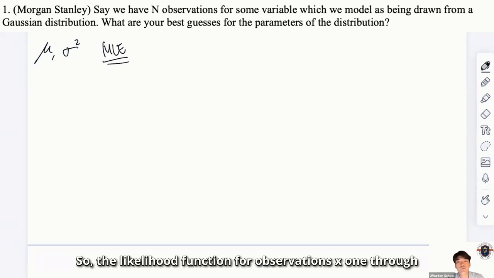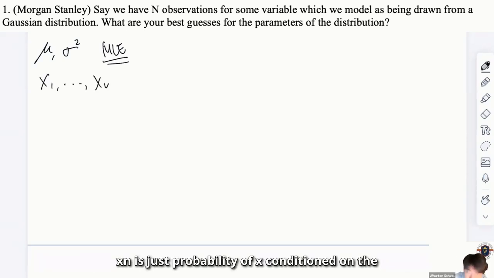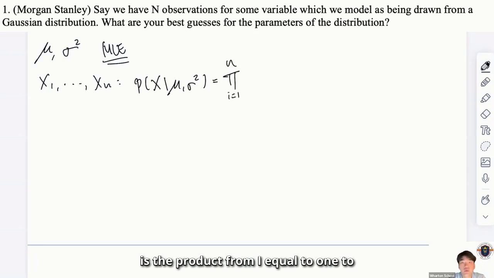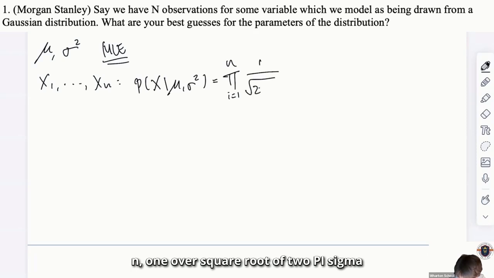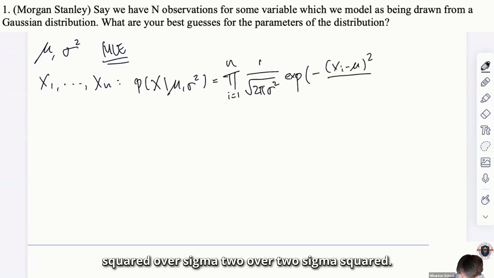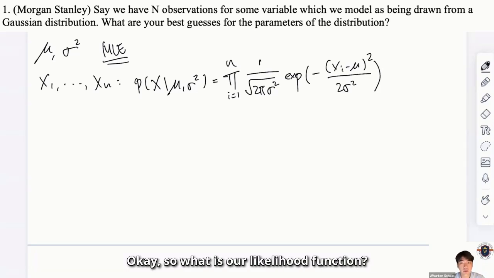So the likelihood function for observations x1 through xn is just the probability of x conditioned on mu and sigma squared, which is the product from i equal to 1 to n of 1 over the square root of 2 pi sigma squared, times e to the power of minus (xi minus mu) squared over 2 sigma squared. Okay, so that is our likelihood function. And we take the logarithm to get the log likelihood function.